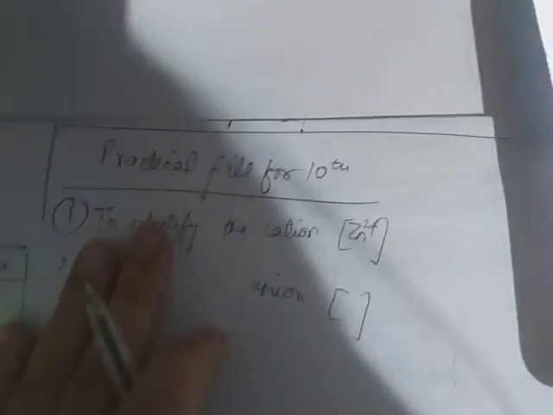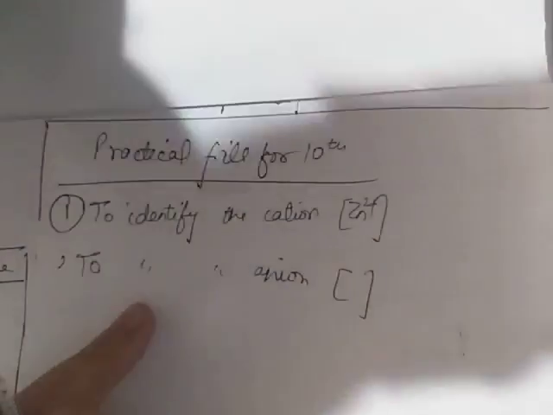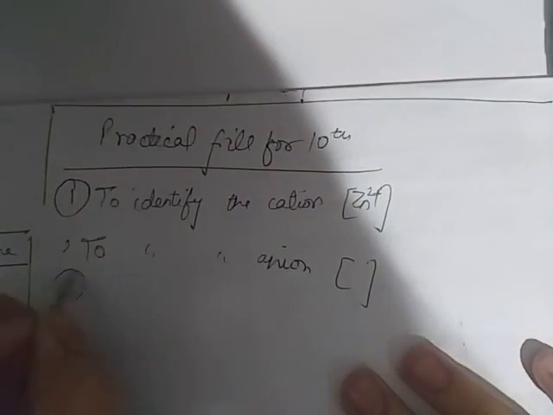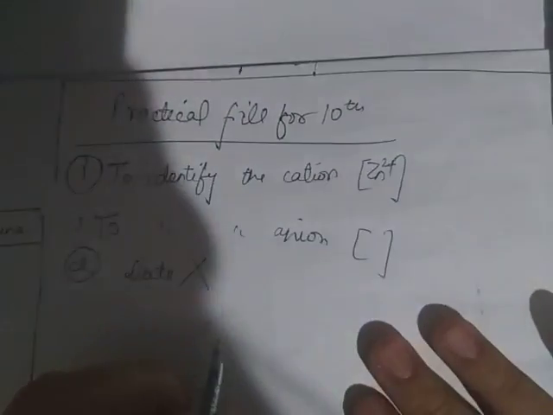So this is the first rule to write this index. Rule number 2, do not write the dates. Please do not write the dates in the index.